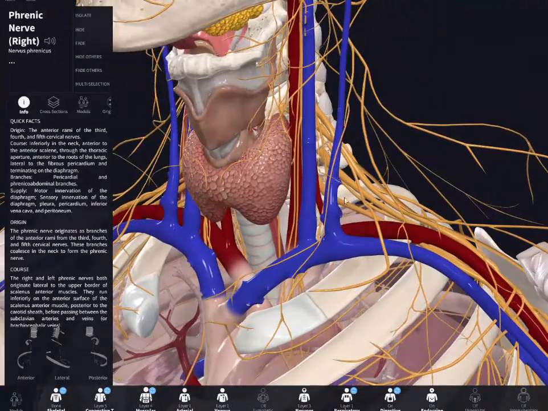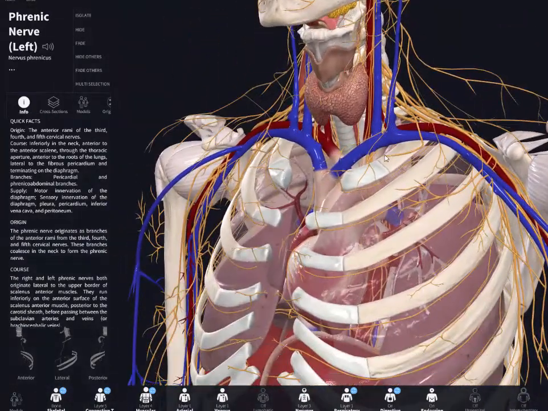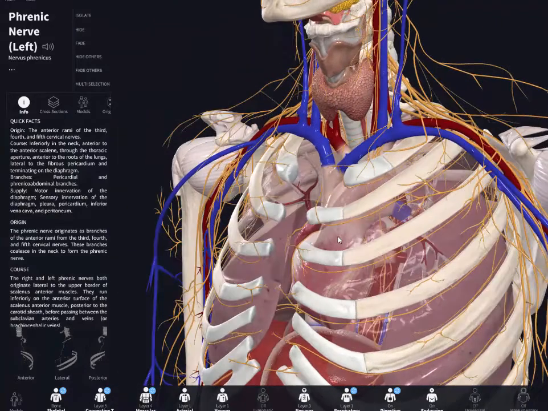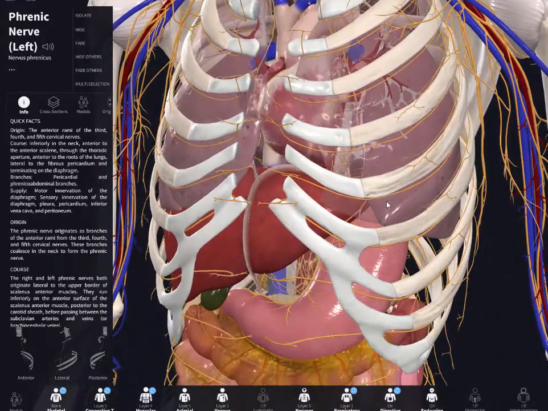And on the left side, here should be a phrenic nerve as well. Here's the left phrenic nerve, also traveling inferiorly in very close proximity to the pericardium of the heart. That'll be in both cases, and then it goes to the diaphragm.